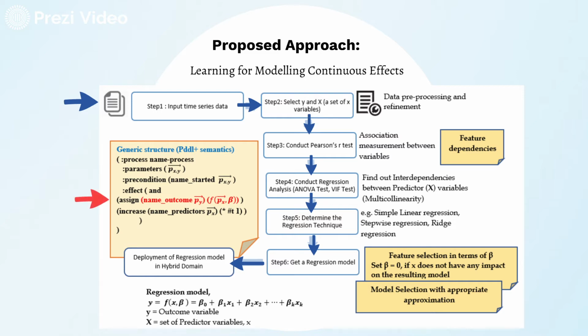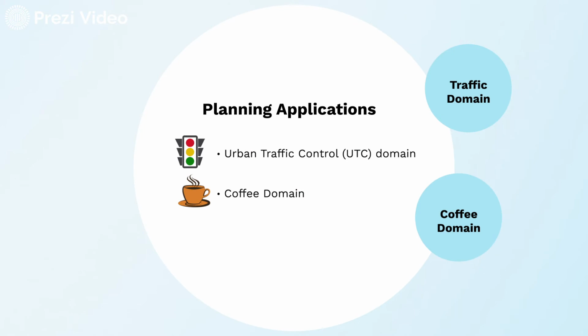Here is an example of the generic process model with PDDL plus semantics. To illustrate the feasibility of our method and to evaluate it on a real planning application, we use the PDDL plus encoding of the urban traffic control domain and the coffee domain.